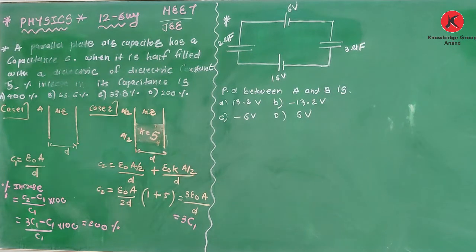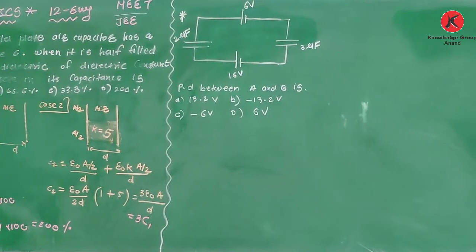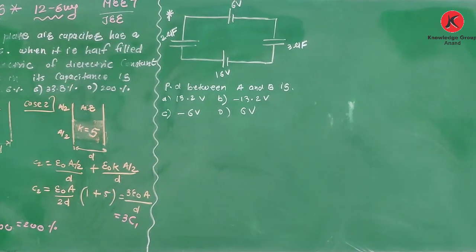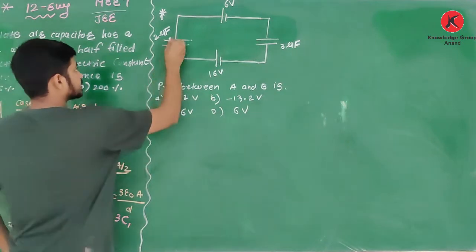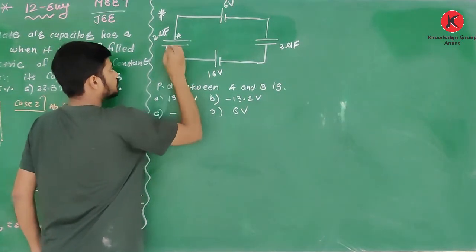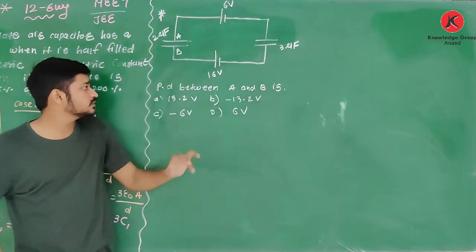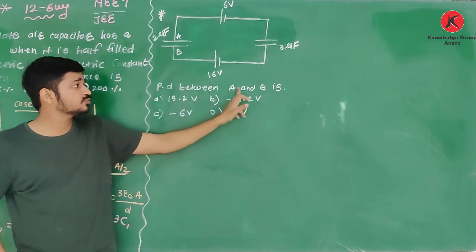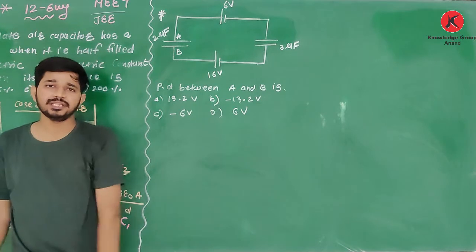So yes, one easy question: how to find equivalent capacitance and what is the percentage increase in capacitance. Now next question, you are given one figure. Two capacitors are there having capacitance 2 microfarad and 3 microfarad. It is point A, it is point B. Two batteries having voltage 6 volt and 16 volt. You have to find what is the potential difference between A and B.